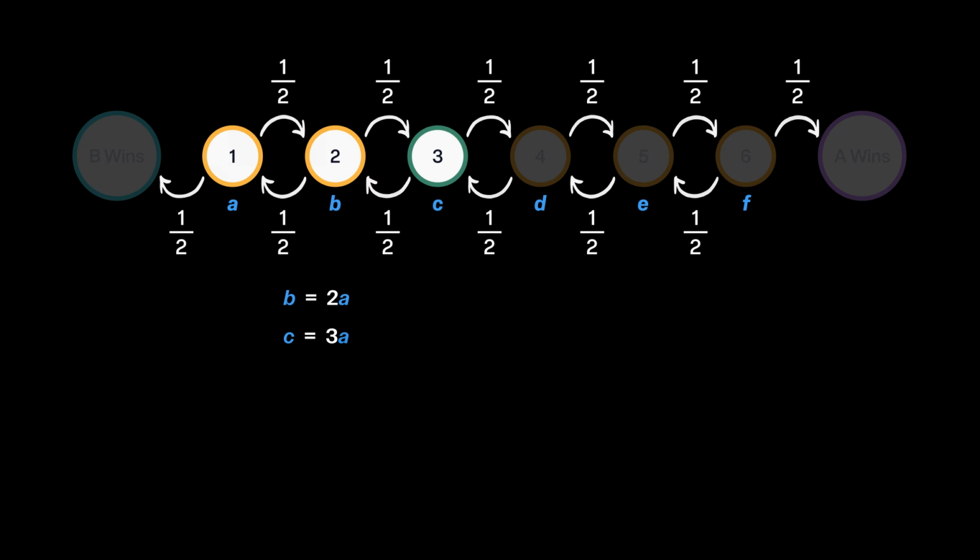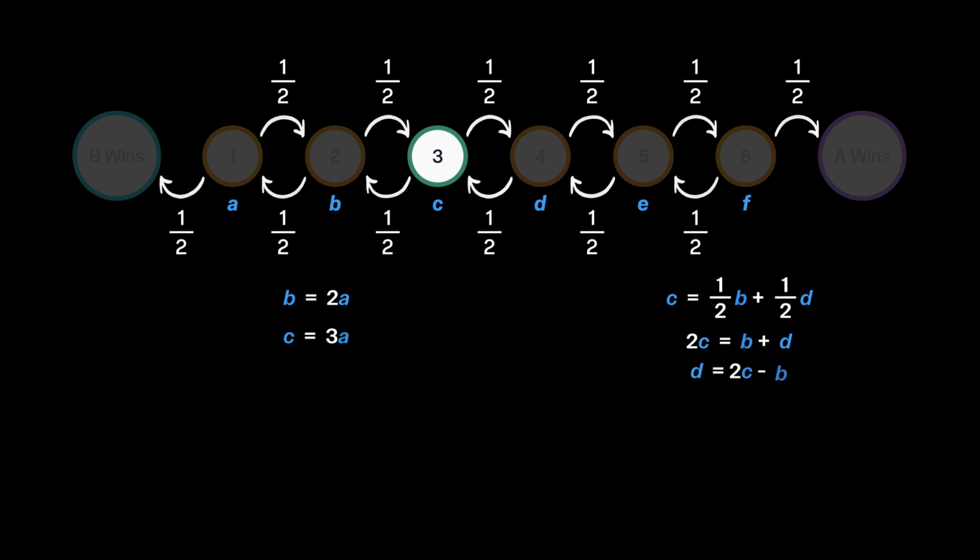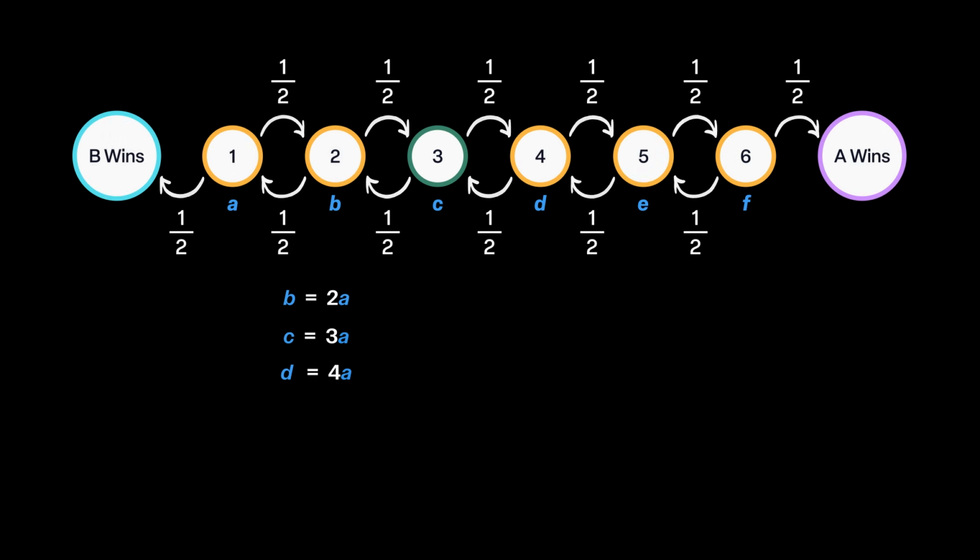Let's do one more. Look at state 3. We get this equation. Solve for D like this. Plug in our previous values for B and C. We find that D is 4 times A. By now you see the pattern. In the same way, E is 5 times A and F is 6 times A. We've expressed every variable in terms of A, but we still haven't solved for any of them. What state have we ignored?